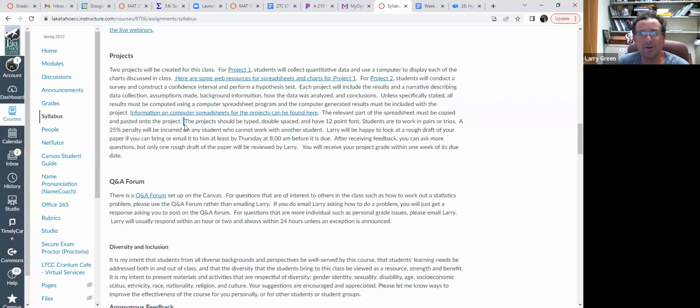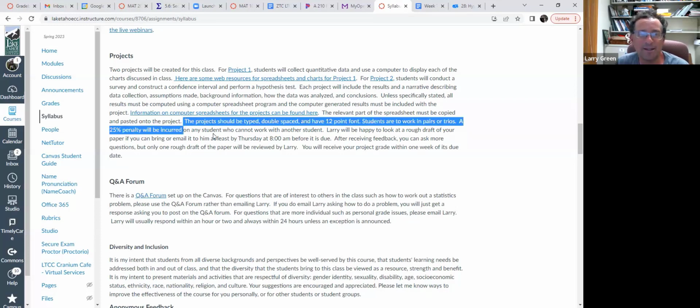This is for both projects, but I want to remind you again that the project should be double spaced, you should use 12-point font, and you must work in pairs or trios, so 2 to 3 people in a group. You can use the same group if you want, or a different group, but you have to have 2 or 3 people. It's a disaster if you work by yourself, by the way. I don't think anyone's ever passed working by themselves. So don't work by yourself.